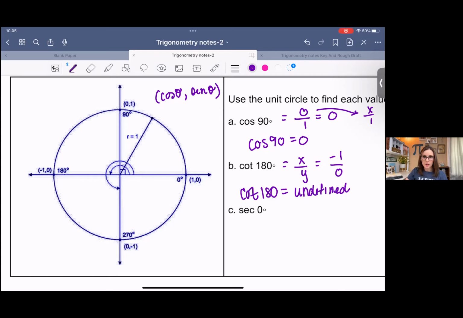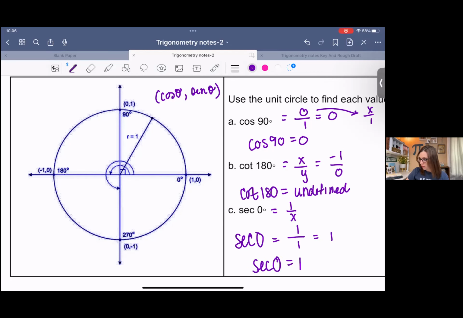And then secant is 1 over x from our table above, the reciprocal of cosine, and I'm focusing on the angle 0. So I'm doing secant of 0 is 1 over the x coordinate, which is 1, and 1 over 1 is 1.